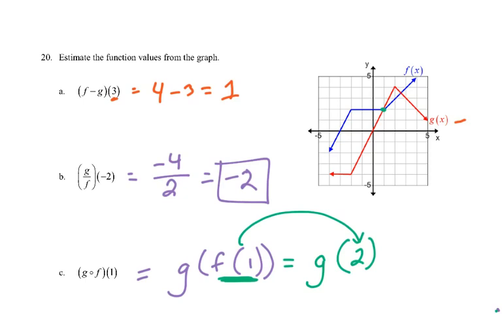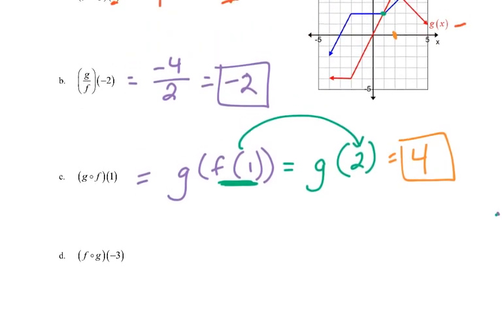So then I now need to evaluate g of 2. So I look at where x is equal to 2, and I look at what my g value is. My g value is equal to 4. So that's how I compose functions from graphs. I look at the inside function, evaluate that at the certain x value, then I substitute the evaluation of that function into the other function.